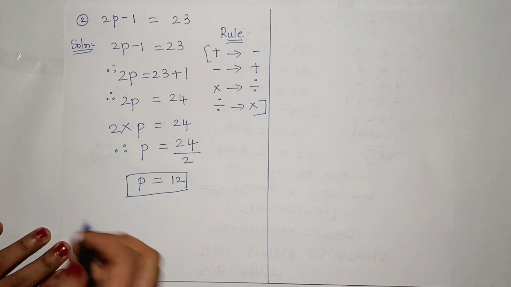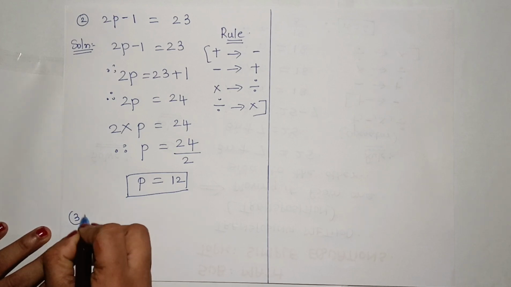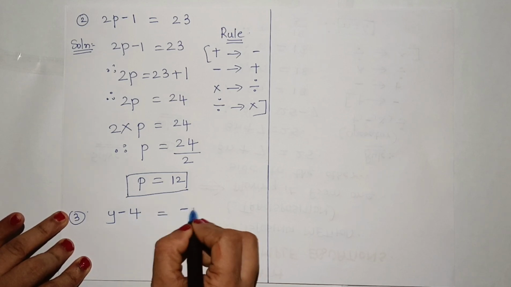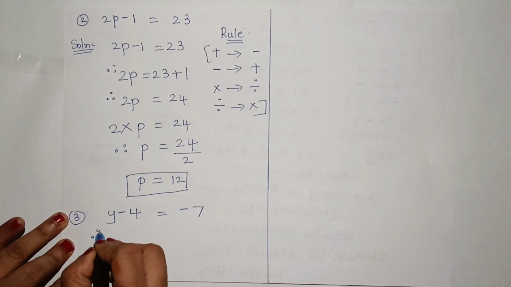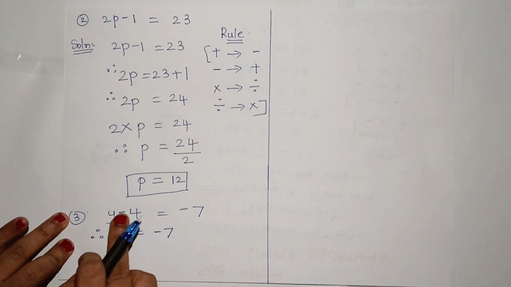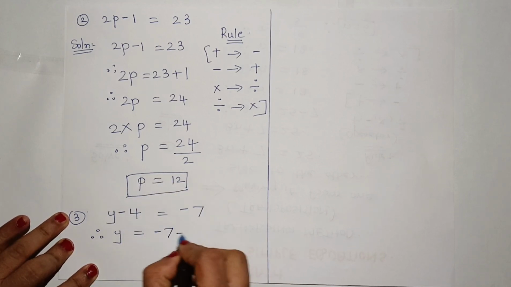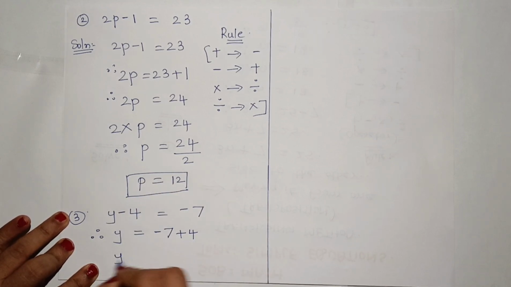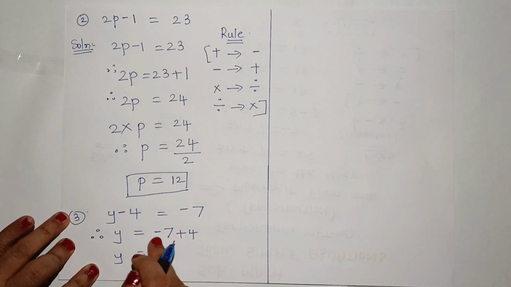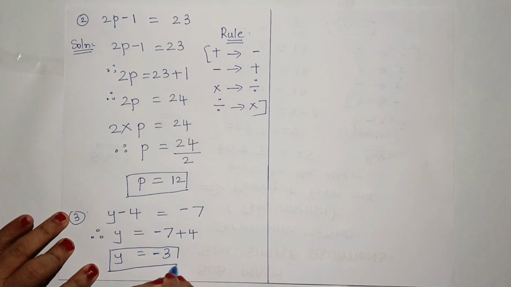Now let's switch to the next sum. Third: y minus 4 equals minus 7. Only find the value of y. First write minus 7. Minus 4 is shifted that side, it becomes plus. So opposite sign means you will subtract 4 from 7, so you will get minus 3. Your answer is what? Minus 3.